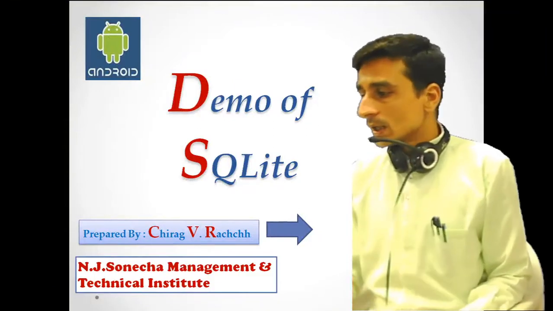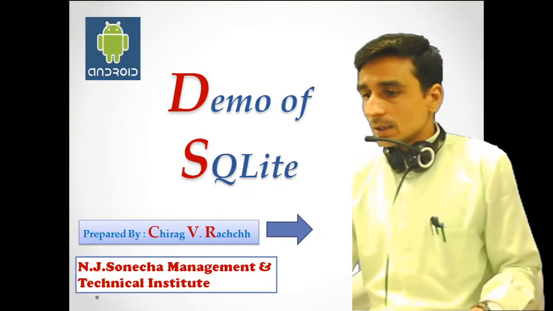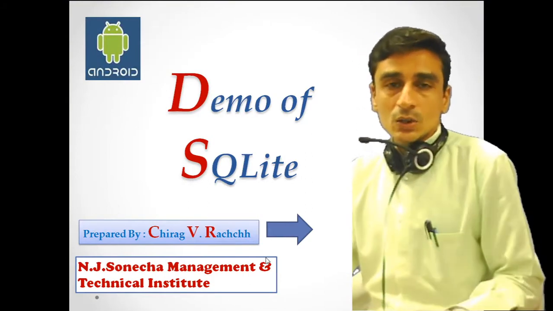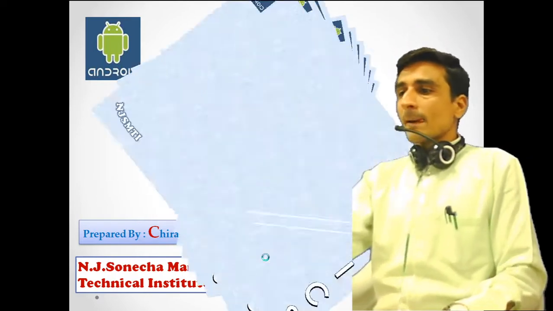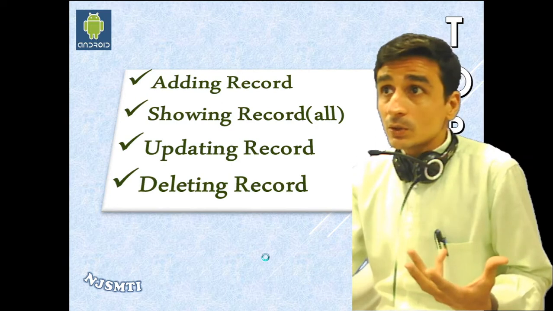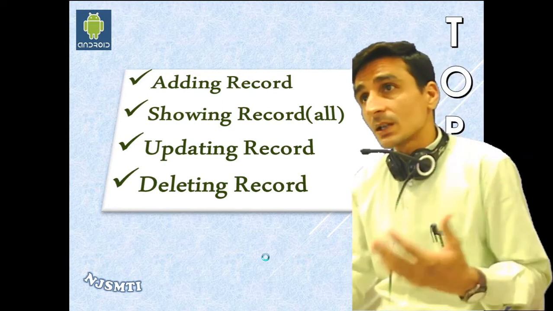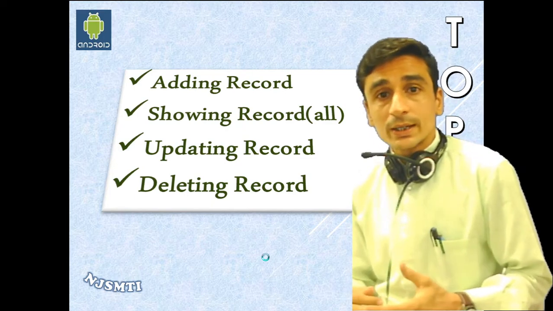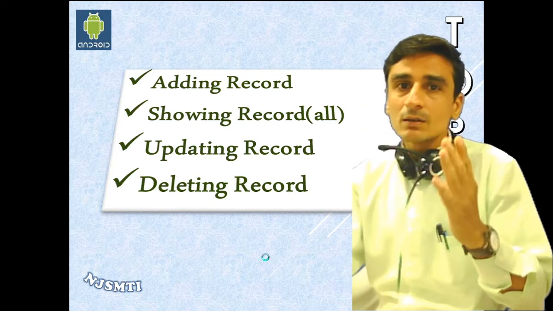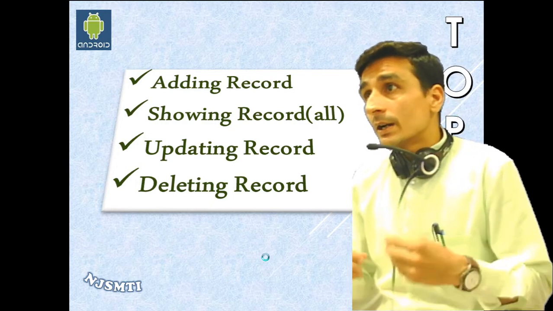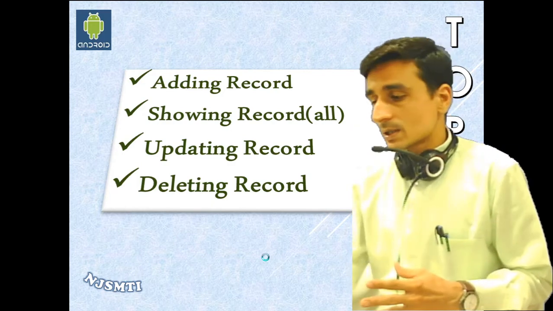Let me show you the definition. So this is the definition of our next application. As I told you, it is based on SQLite database operations. We know that the operations which we can perform on an SQLite database are adding, showing, updating, deleting, searching, sorting, etc. But there are four main operations which we can call basic operations, and combined we call them CRUD operations.